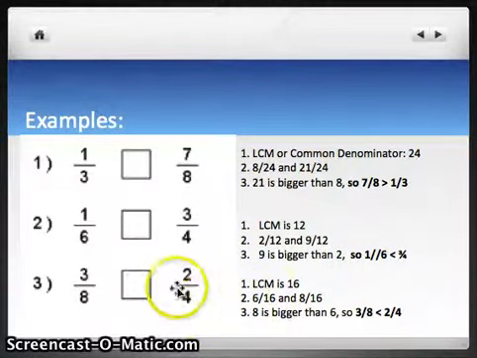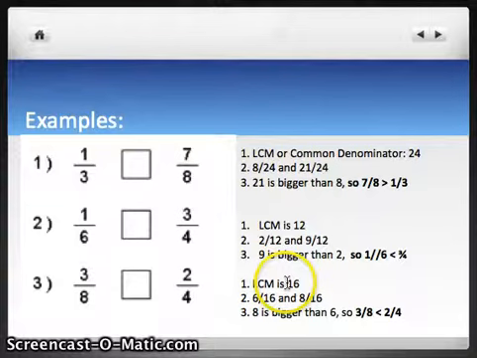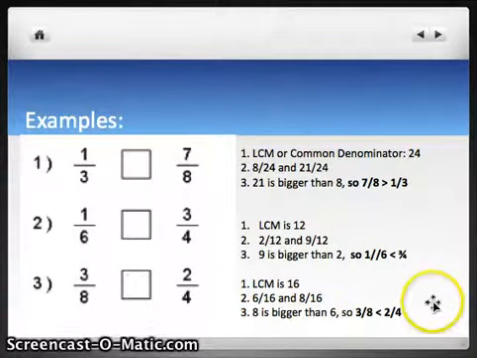The least common multiple for 3/8 and 2/4 is 16. 6/16 and 8/16 is what they convert to. 8 is bigger than 6, so 3/8 is less than 2/4.